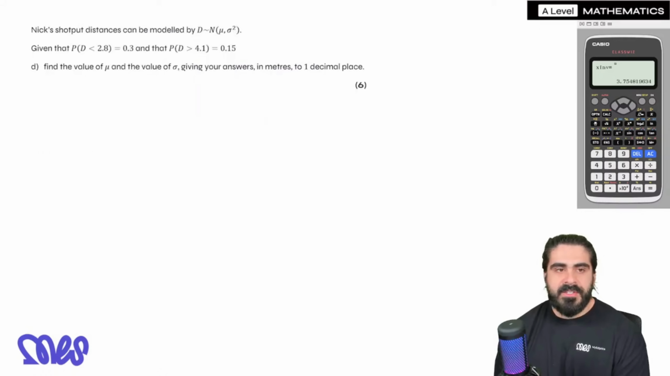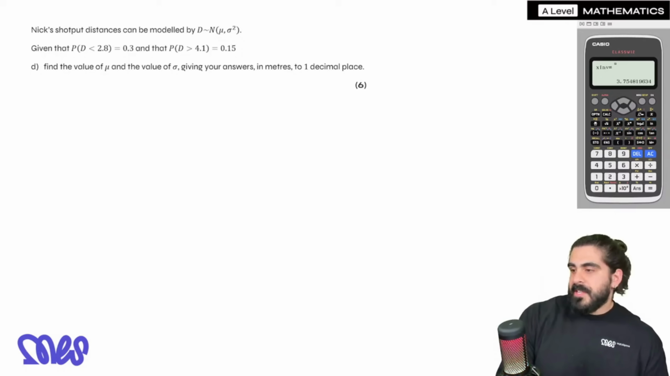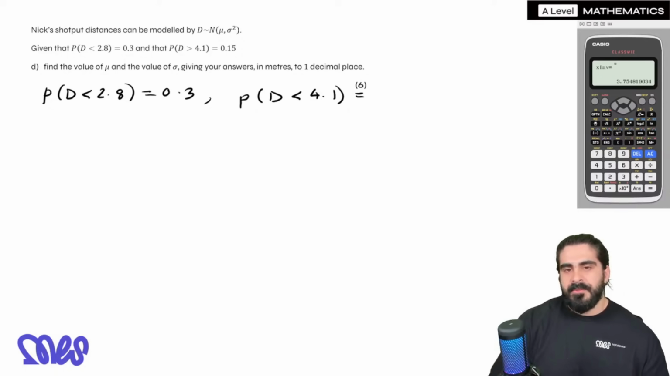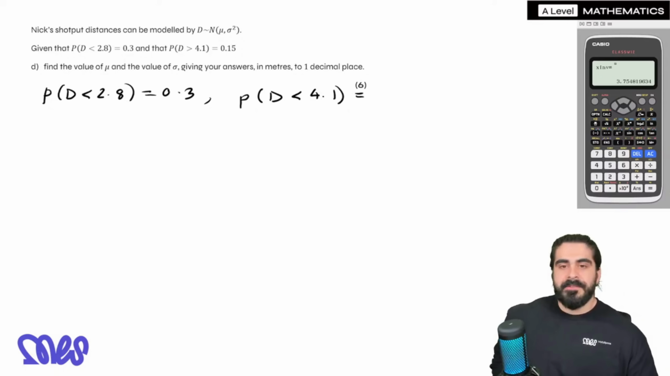It says Nick's shot put distances can be modeled by this distribution. Given that the probability of D is less than 2.8 is 0.3, and that D is greater than 4.1 is 0.15, find the value of mu and sigma, giving your answer to 1 dp. Now, if we want to do the inverse normal, everything needs to be a less than statement. So D is less than 4.1 would be what probability?